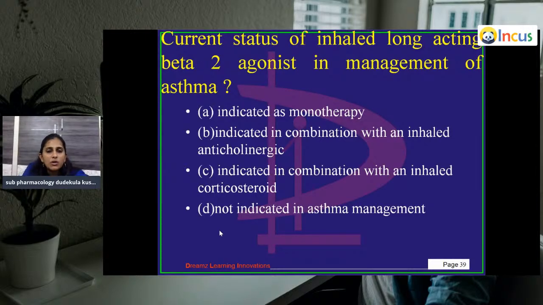Long-acting beta-2 agonists relieve patients for a longer duration, and patients start using them and stop using steroids. Sometimes because of downregulation and tachyphylaxis, this drug does not produce enough response, which may lead to hospitalization. Sometimes fatal attacks may also occur. So these drugs cannot be used as monotherapy. They have to be used along with corticosteroids. If corticosteroids are being used, you will get a nice response. So the option is C.